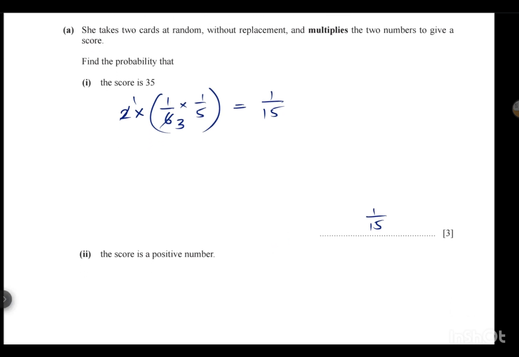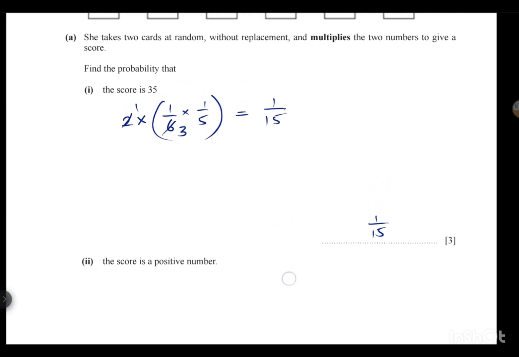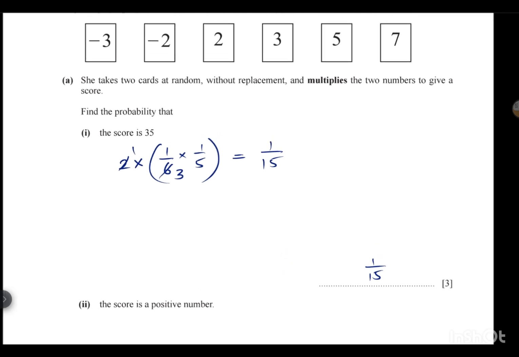Next, second question: the score is a positive number. Now, 2 cards are taken and the score should be a positive number. Getting a positive number can happen many ways. If both are negative, it is positive. If these 2 are taken, it is positive. These 2 are taken, also positive. So instead of taking the positive case, let us take when they get a negative number. Any one card from these 4 cards and any one card from these 2 cards taken gives you a negative number.